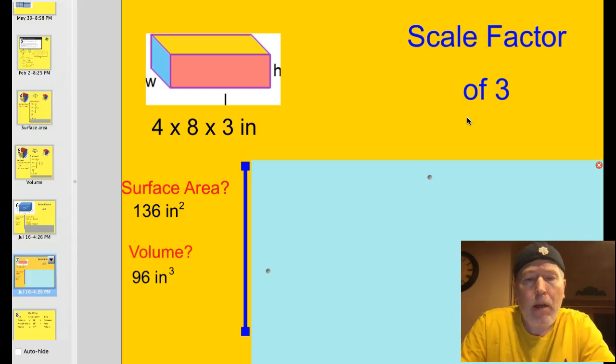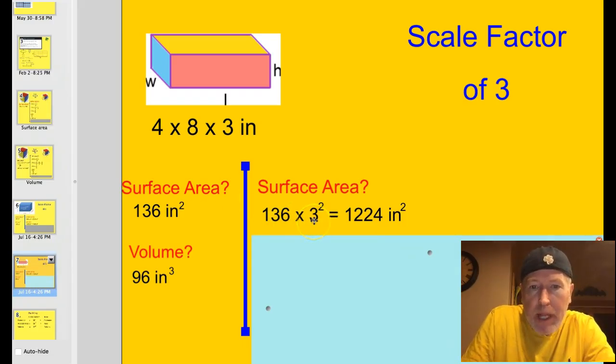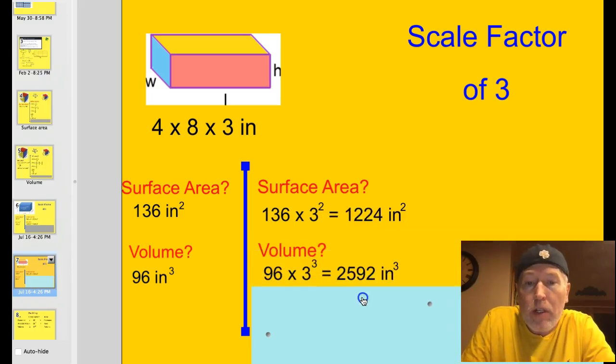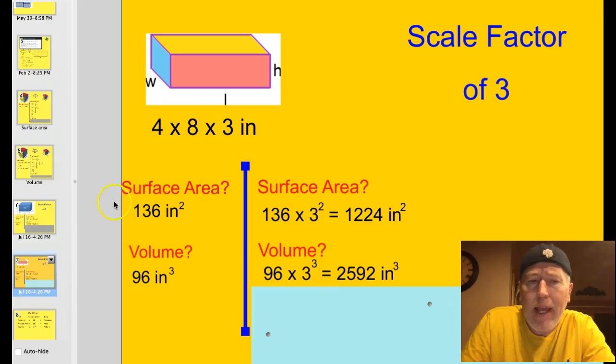I'm back. All right, let's see. The surface area. Pop that surface area in. Well, the old surface area was 136 inches. You multiply that times the scale factor squared for surface area. So that's really 136 times 9, 1,224 inches squared. How about the volume? Well, the volume of the old one was 96 inches. So 96 inches times the scale factor cubed. This is really 96 times 27, which is 2,592 inches cubed. How'd you do? You getting the hang of this?